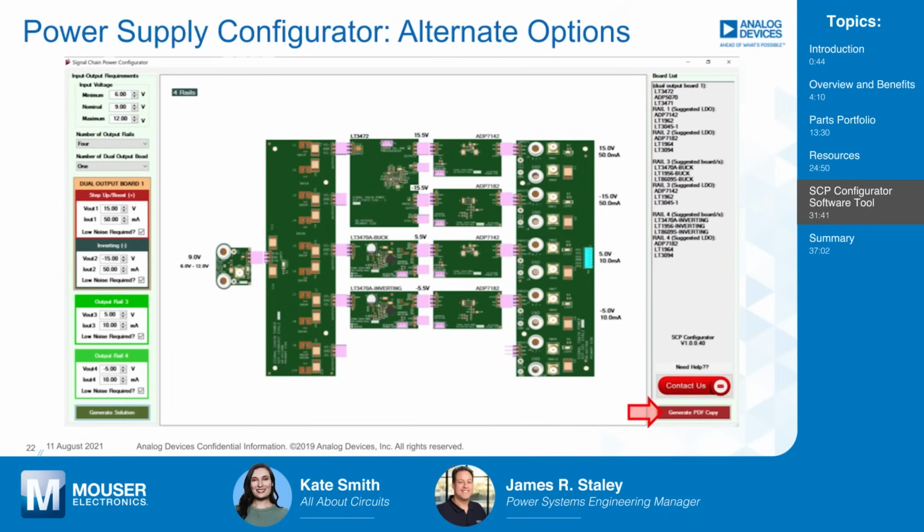Once you've clicked generate solution, as you can see, it simply replaced the two single switcher boards that were there before with a single dual board. And in some instances, perhaps for a solution size, making it more compact, a person might want to choose a dual board. And again, you can save that to a PDF for your new design.